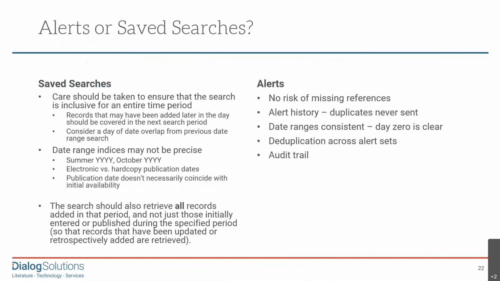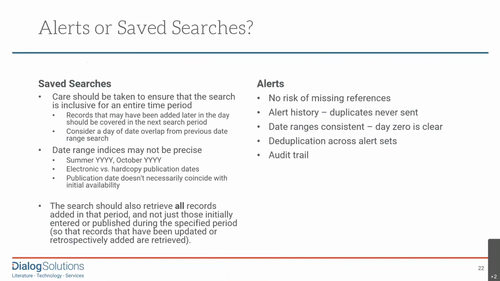Another consideration is whether to use alerts or saved searches. Now, I think most people use alerts, although I do know of a couple of companies using saved searches. With saved searches, needless to say, you need to be very careful with your date ranges. You need to be absolutely sure that you're not leaving a gap in a time period. And of particular trouble are quarterly publications, where the winter series can span 2 years. It can go from 2020 to 2021 because the winter spans the end of the year and the beginning of the next year.